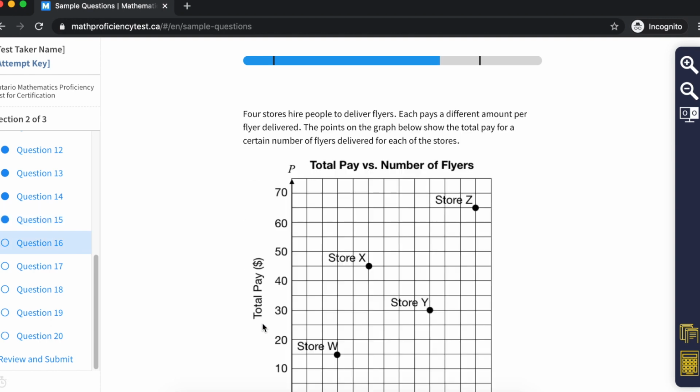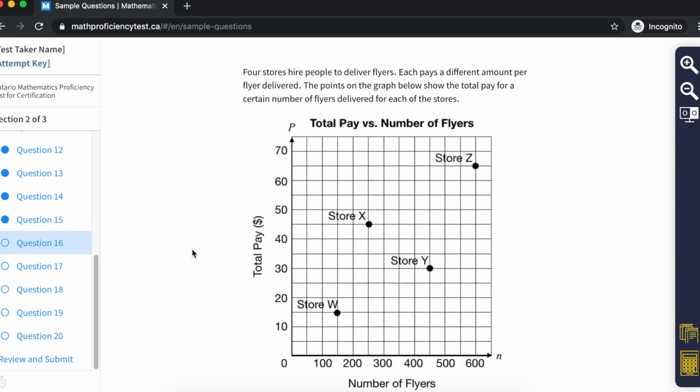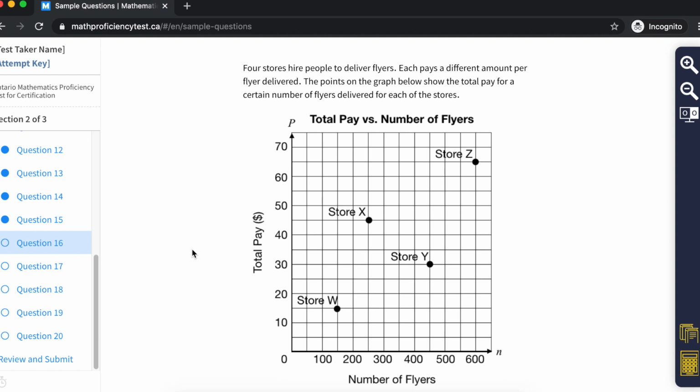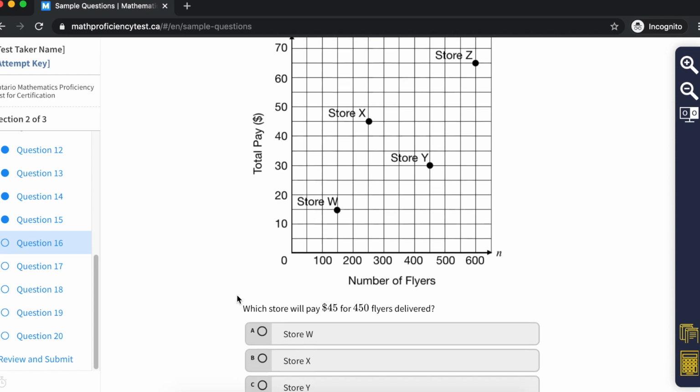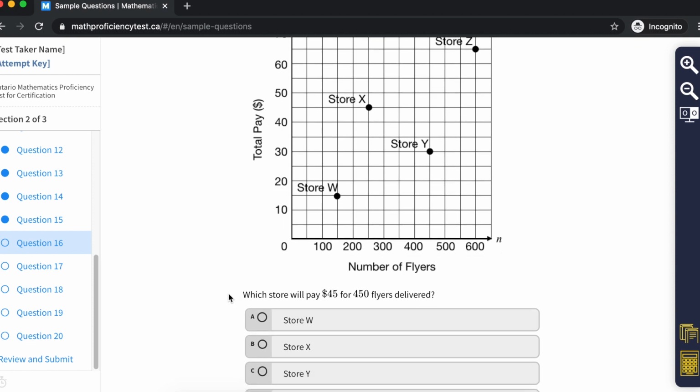So question 16. Here we have a grid about 4 stores hiring people to deliver flyers for different amounts per flyer delivered, and the total pay on the y-axis and the number of flyers on the x-axis. And we want to know which store will pay $45 for 450 flyers delivered.